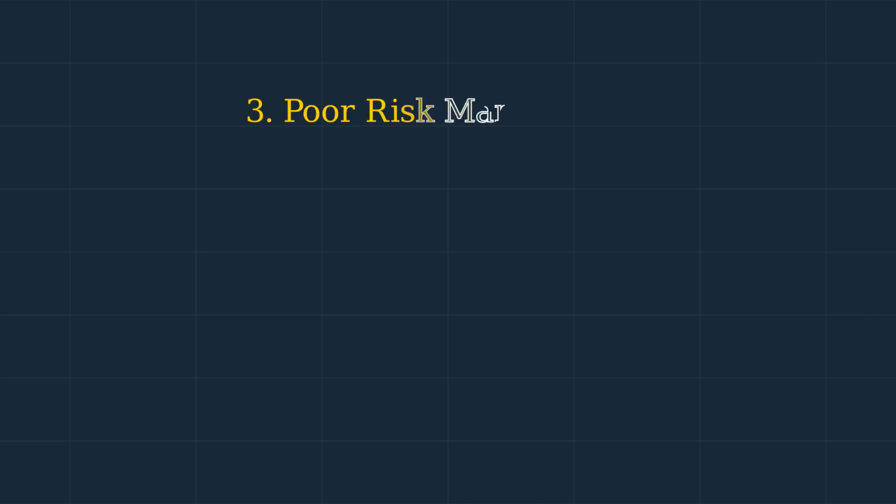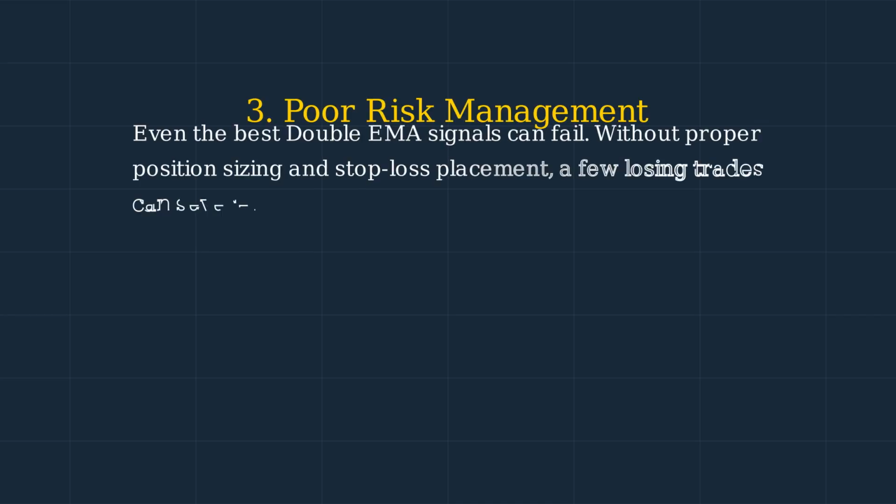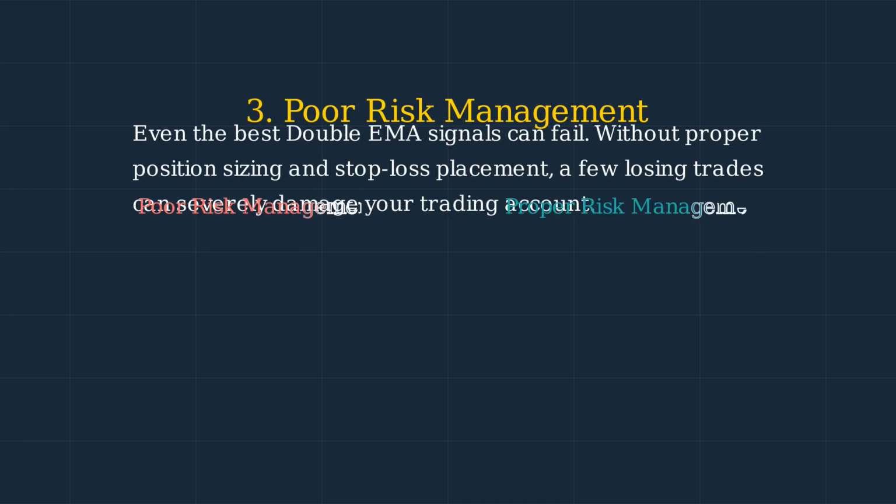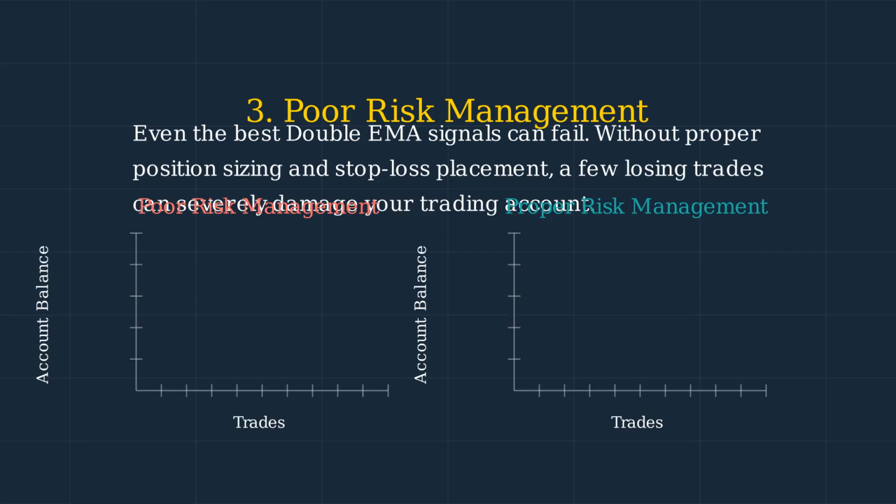The third major mistake is failing to implement proper risk management with the double EMA strategy. We'll compare poor versus proper risk management approaches. With poor risk management, traders often risk too much capital per trade and fail to use stop losses. A series of losses quickly decimates the trading account. In contrast, proper risk management limits exposure to just 1 to 2% per trade and always uses stop losses. This approach preserves capital through losing streaks and positions you for long-term success.